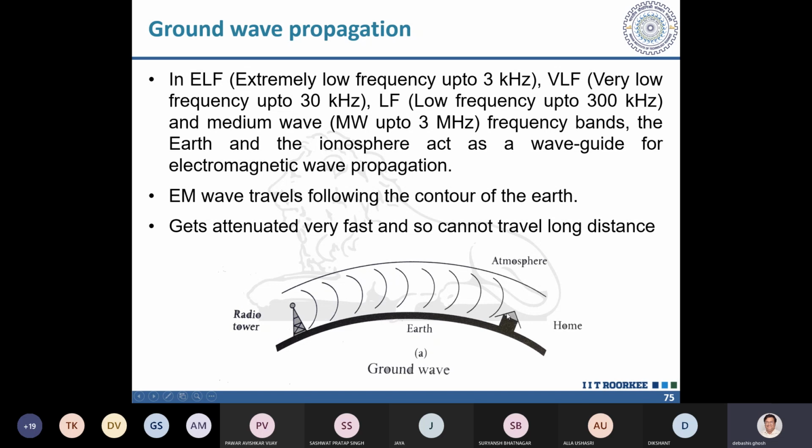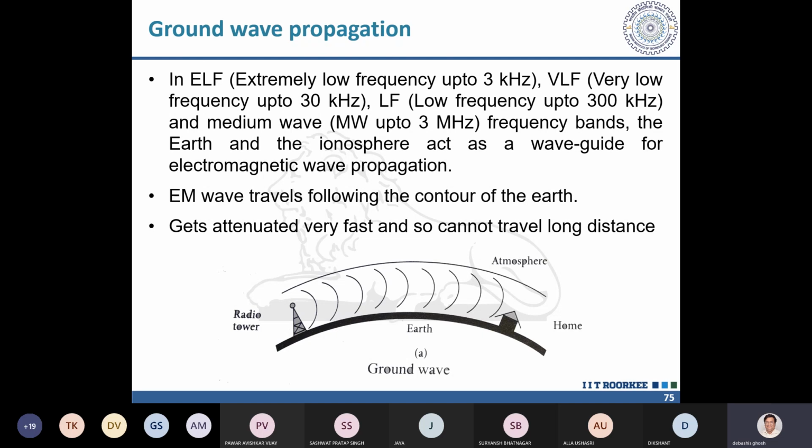So it follows the contour of the earth. But the problem is that it cannot go a long distance. Any electrical signal which comes in contact with the earth dies out, meaning it is grounded. Earth acts as a ground plane with zero potential. So the electric field traveling here gradually drops down because of the grounding. That's why the ground wave cannot go very far.